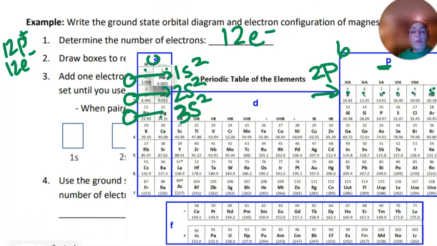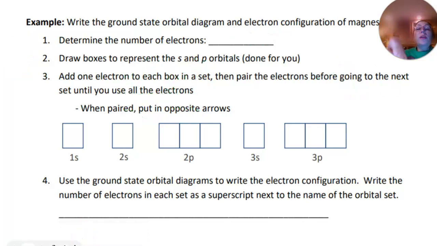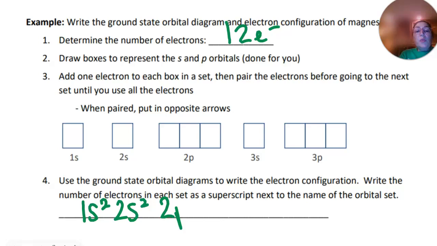So let's put that down for our electron configuration. We said we had 12 electrons. We had 1s2, 2s2, 2p6, 3s2. Now, we could draw boxes for s and p orbitals, but that's already done for us.